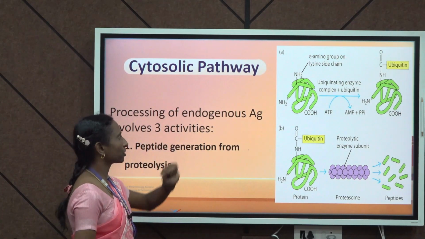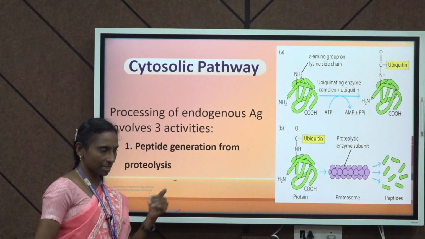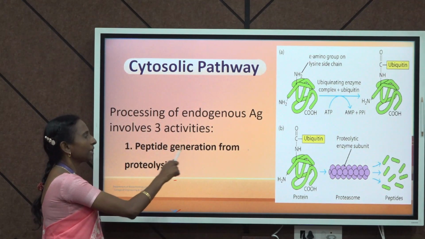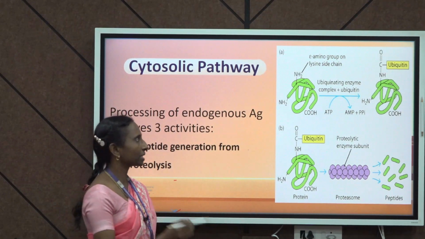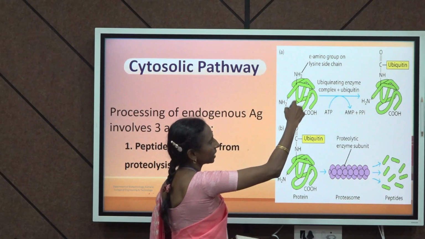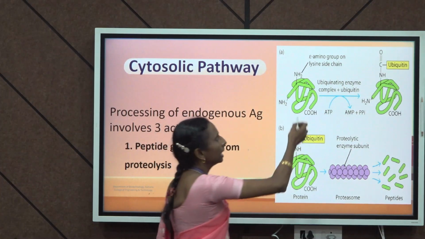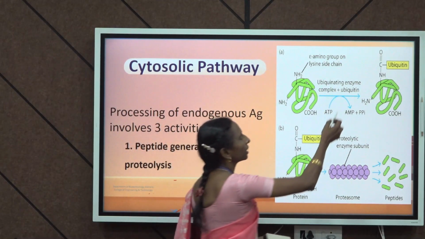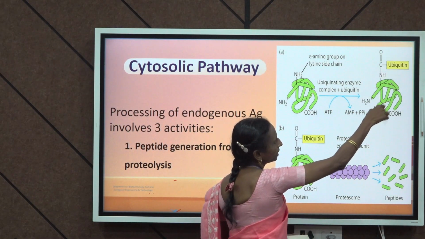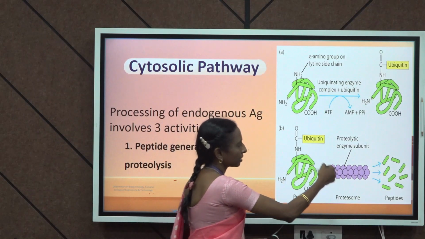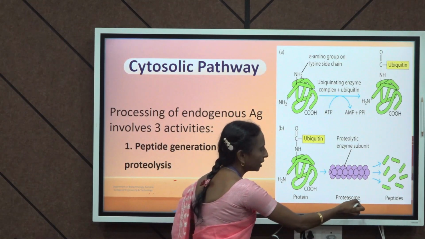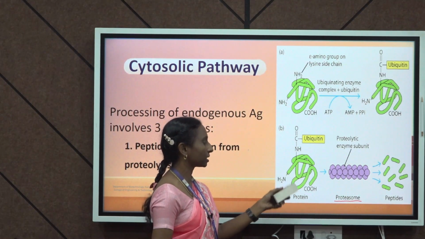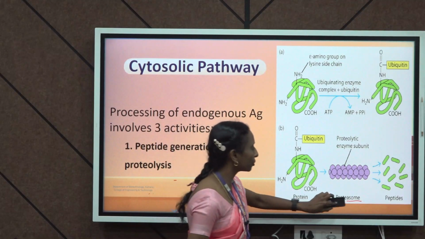The first pathway is the cytosolic pathway. Overall, the entire cytosolic pathway can be divided into 3 steps. The first step is peptide generation from the process of proteolysis. When an antigen comes in, we are just taking the example of a peptide, it is complexed with a ubiquitinating enzyme called ubiquitin, and this complex is then processed by the proteolytic enzyme subunit called the proteasome. The proteasome processes the ubiquitinated protein to produce peptides.